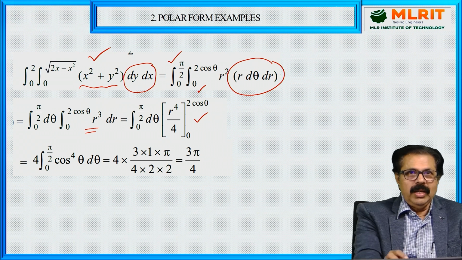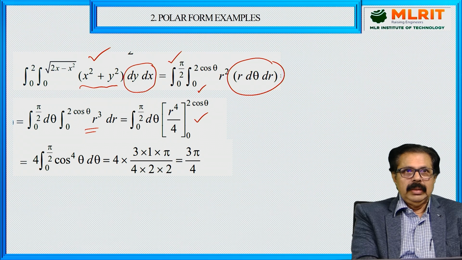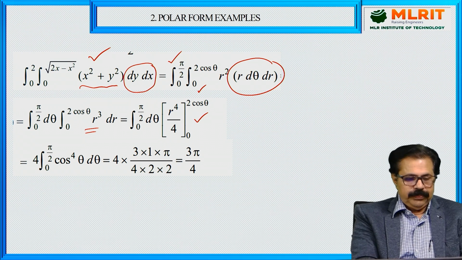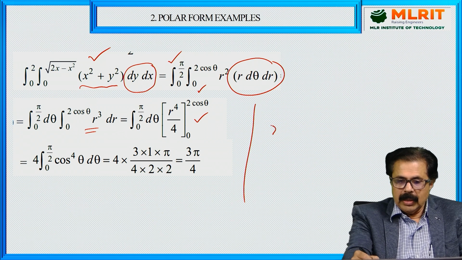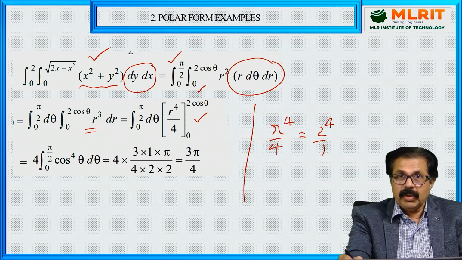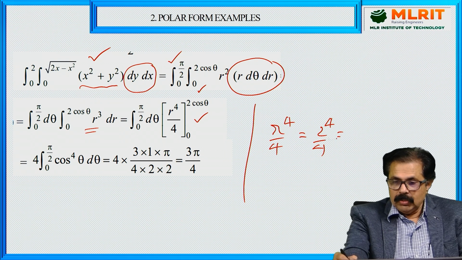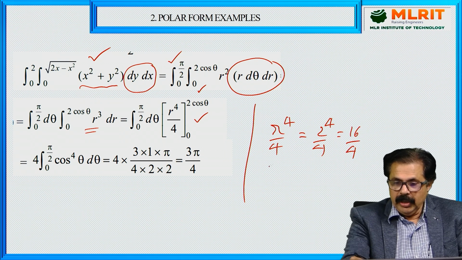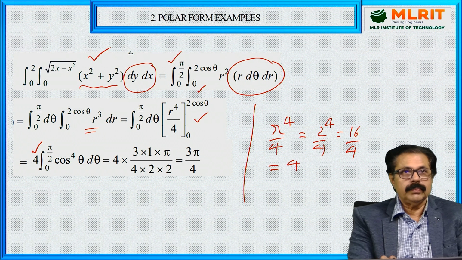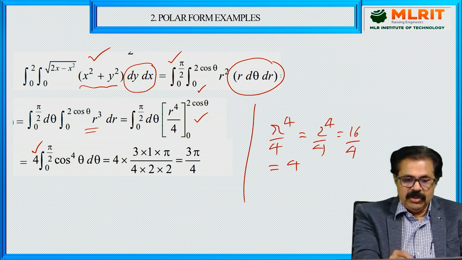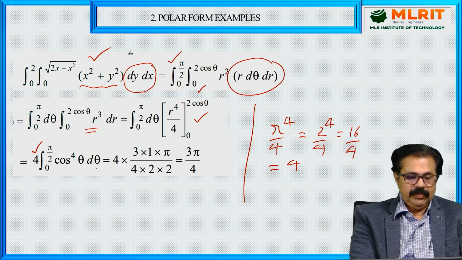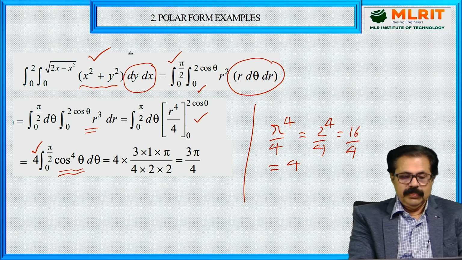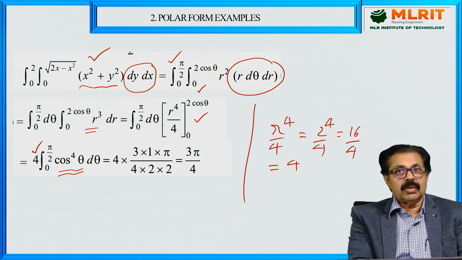Now once you apply the limits, naturally what you are going to get is 2 raised to 4, which is 16, times cos raised to 4 theta, divided by 4. 16 by 4 equals 4. So this is 4 times the integral from 0 to pi by 2 of cos raised to 4 theta d theta. The main thing now is how to evaluate cos raised to 4.